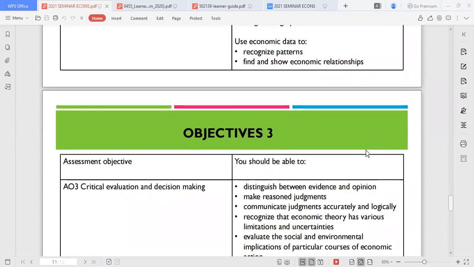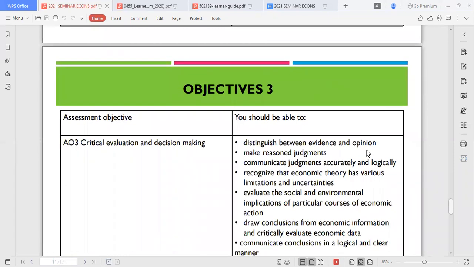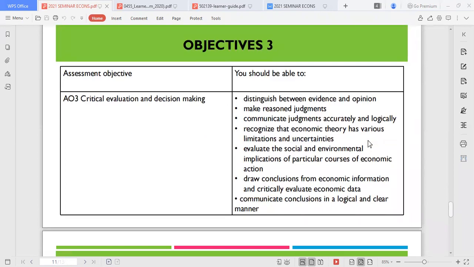Objective 3 is on critical evaluation and decision making. You should be able to distinguish between evidence and opinion, make reasoned judgments, communicate judgments accurately and logically, recognize that economic theory has various limitations and uncertainties, evaluate the social and environmental implications, draw conclusions from economic information, critically evaluate economic data, and communicate conclusions in a logical and clear manner. Critical evaluation and decision making, very important.